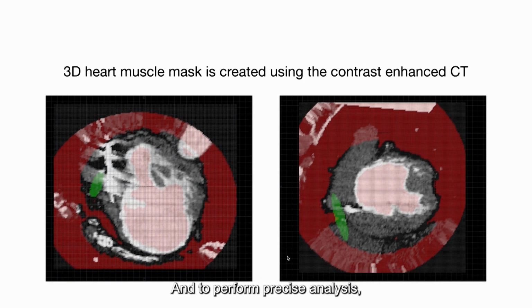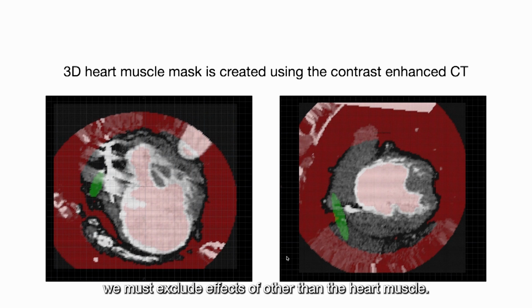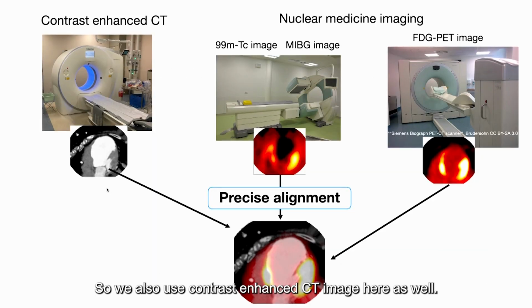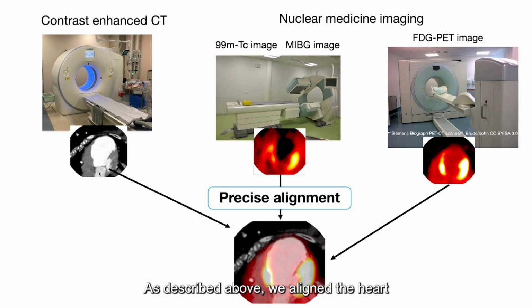And to perform precise analysis, we must exclude the effect of everything other than the heart muscle. A three-dimensional heart muscle mask is needed. But the nuclear medicine image is too hard to see to create the mask. So we also use the contrast-enhanced CT image here as well. As described above, we align the heart or create the mask of the heart muscle using the CT image. And we quantify the heart muscle function using the nuclear medicine image. But these images are acquired by different scanners, so we need to align them precisely.